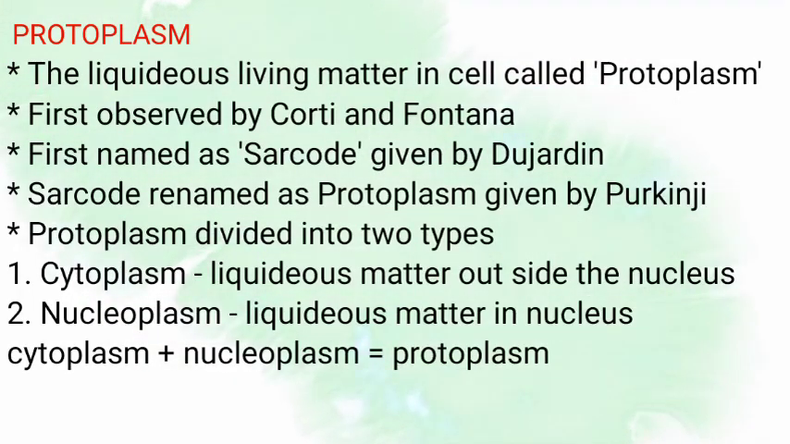Protoplasm is divided into two types: cytoplasm and nucleoplasm. The liquidous living matter other than the nucleus, which is present outside the nucleus, is called cytoplasm. The liquidous living matter present in the nucleus is called nucleoplasm. Cytoplasm plus nucleoplasm is equal to protoplasm.